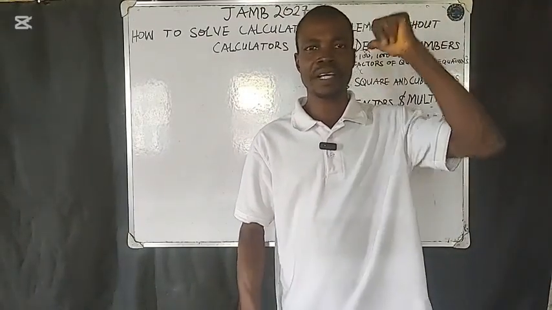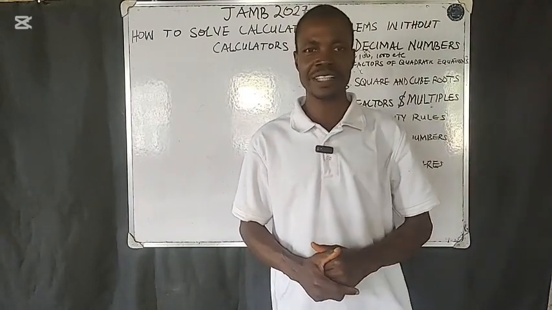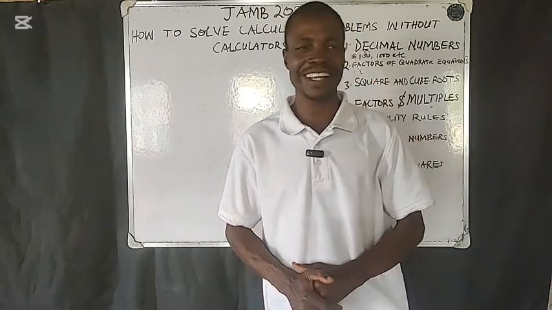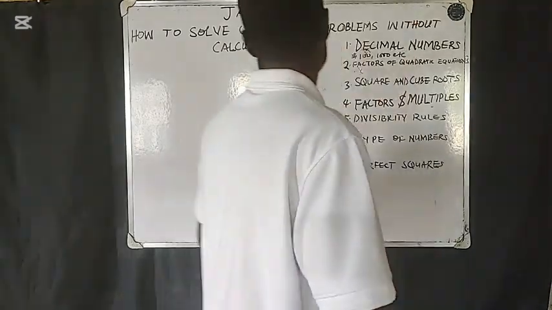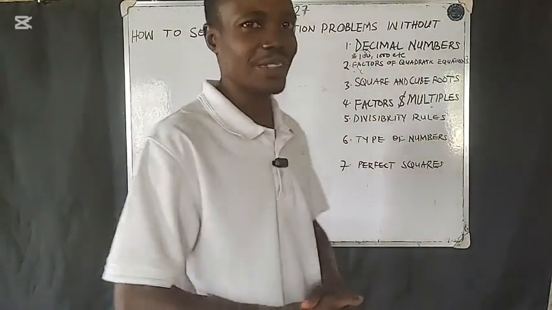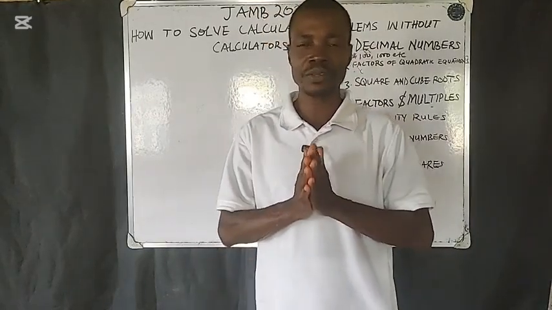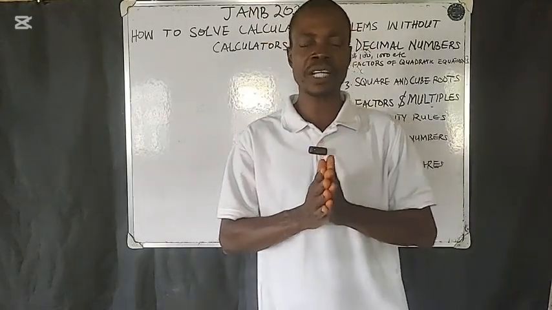You can see the topic on the board. Yes, that's the topic. You can see it right. The topic is JAMB 2027, how to solve calculation problems without using a calculator.